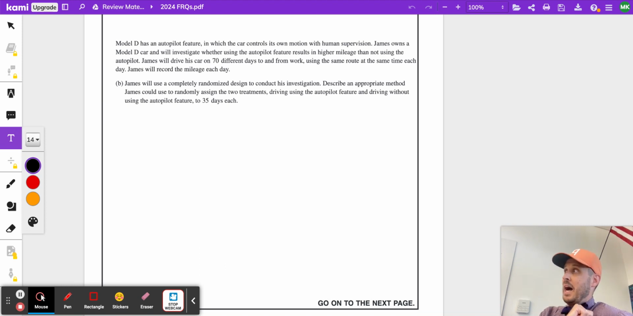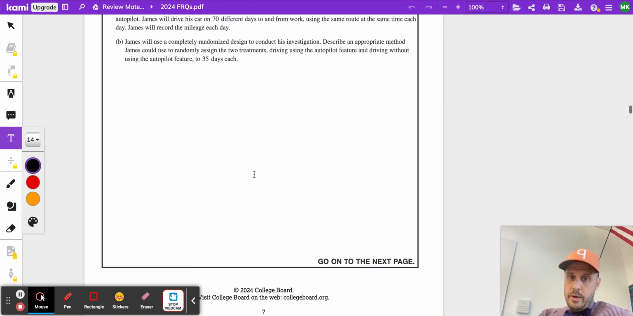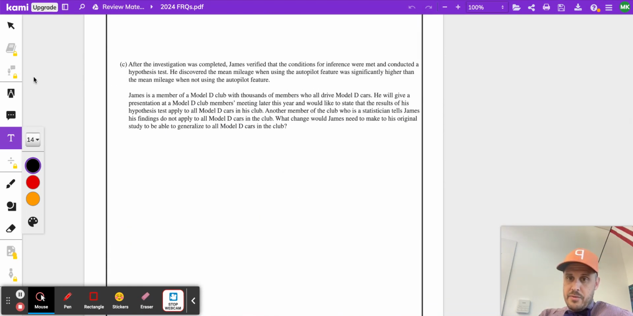So I would want to number the days 1 to 70, put them in a hat, shuffle it up, pick out 35 of them without replacement, and those 35 days you would do the autopilot feature, and then the remaining 35 days in the hat, those 35 days would get the driving without the autopilot feature. Okay. And then you would record the mileage for each of those.